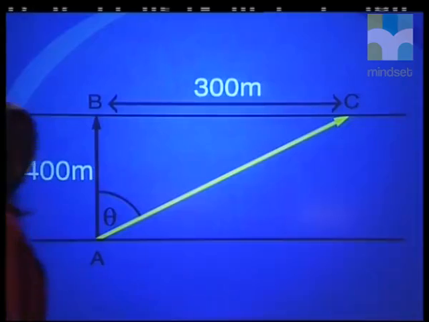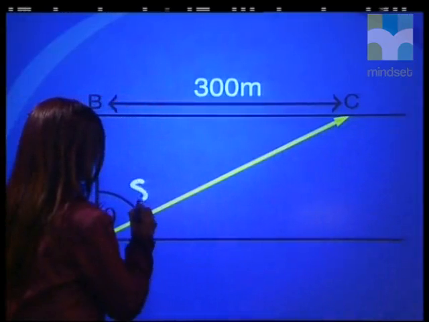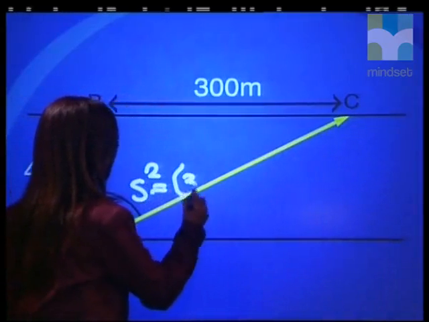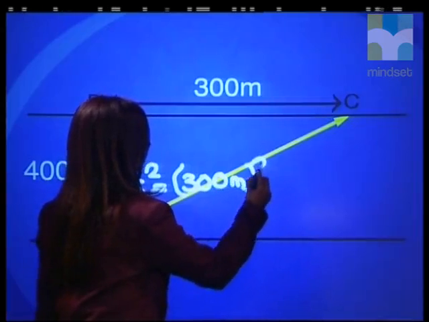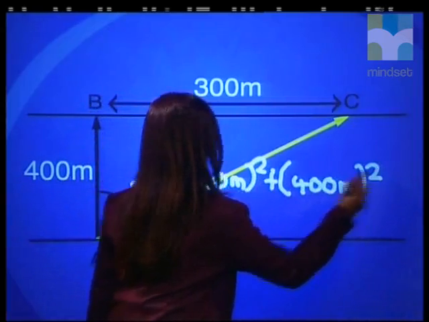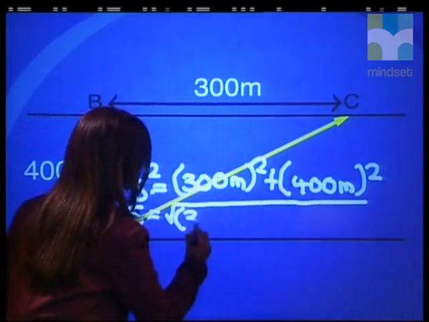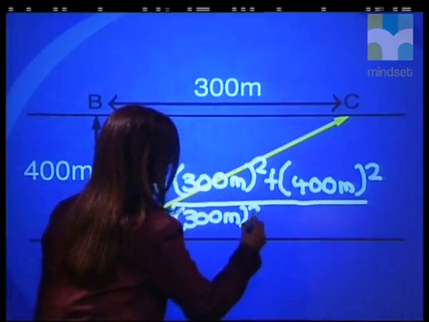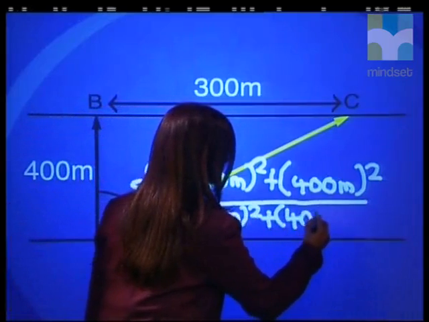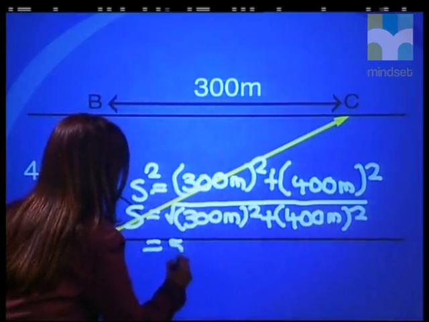Let's try another question about Ismail's journey. What is Ismail's displacement from his starting point? We can use the theorem of Pythagoras to calculate the magnitude of the displacement. So S squared is equal to 300 meters squared plus 400 meters squared. Therefore, S is equal to the square root of 300 meters squared plus 400 meters squared. Using your calculator, you will find that S is equal to 500 meters.